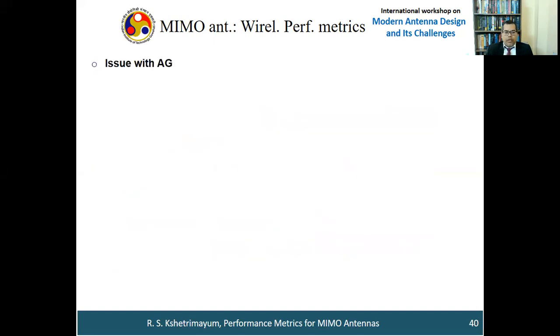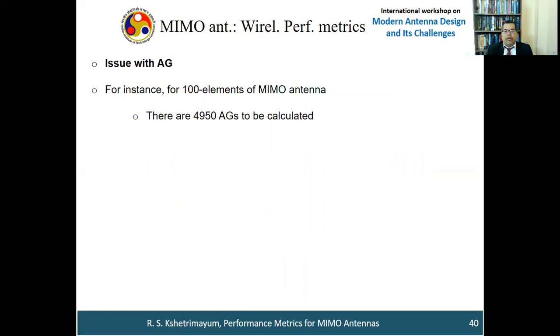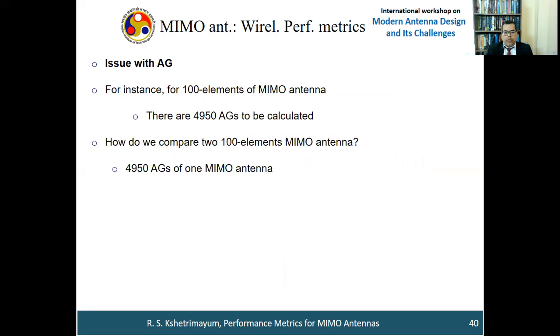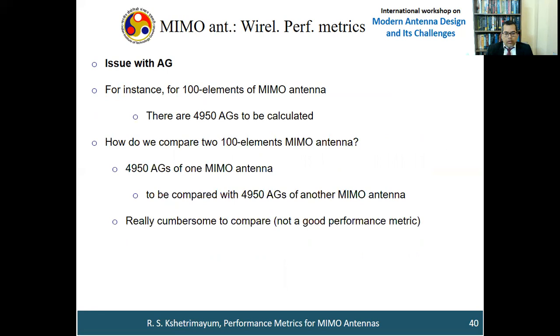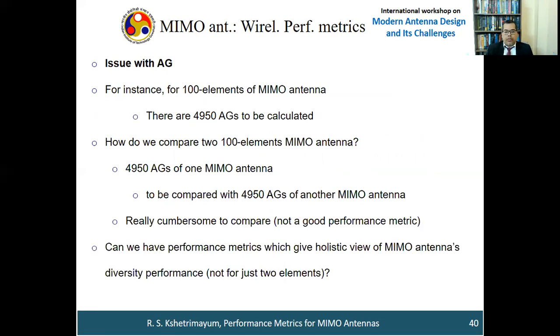For example, if you have 100 antennas, then we have to calculate 4,950 array gains. For one single MIMO antenna, we'll have 4,950 array gains. Let's say you want to compare one 100-element MIMO antenna with another 100-element MIMO antenna. In terms of array gain performance, we need to compare these 4,950 array gains. This is really cumbersome, so not a good performance metric. It doesn't actually give you a holistic view of the MIMO antenna diversity performance.